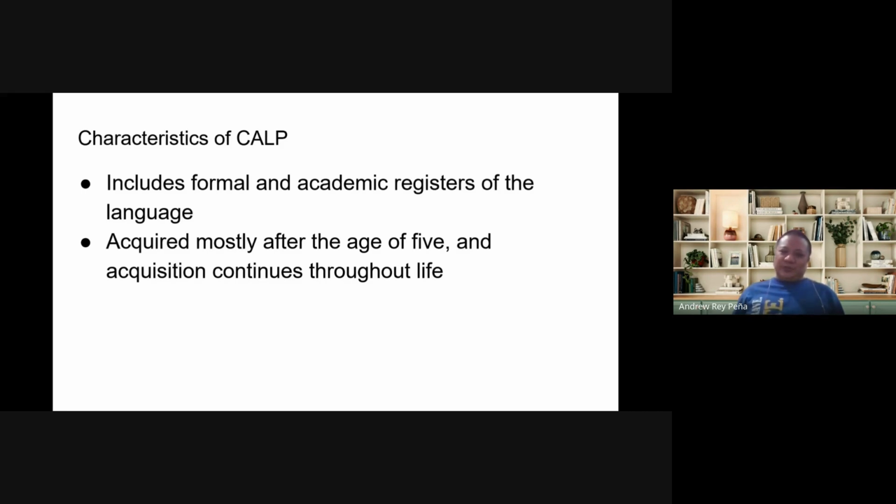If you don't go to school, if you don't go to an educational context, then it's unlikely that you would learn CALP. Of course, there are homeschooled students, but that's still school. And so they acquire CALP. But if a child somehow doesn't go to school, that child will not learn cognitive academic language proficiency. But he or she will continue to speak using BICS.